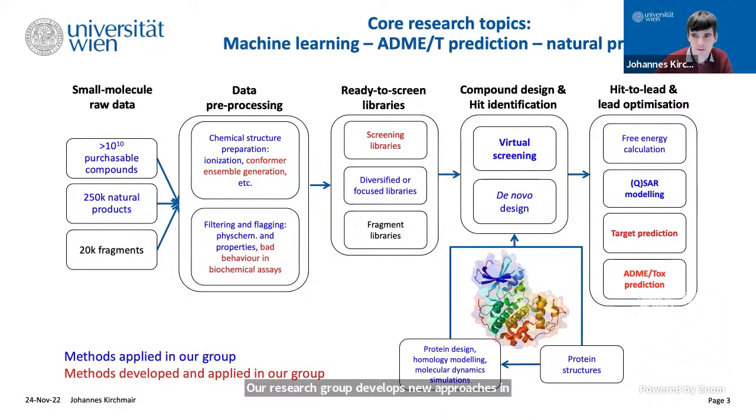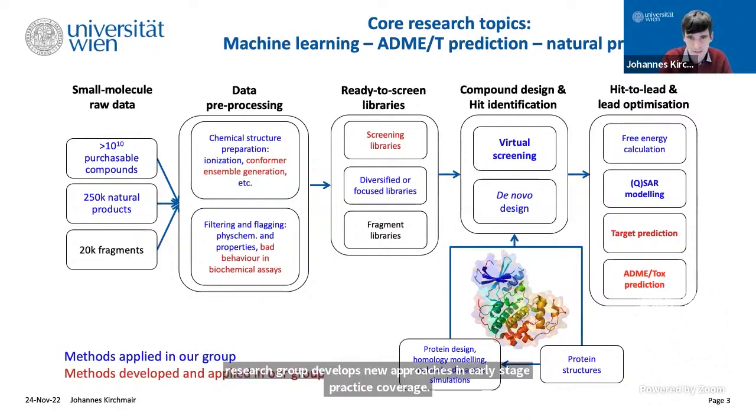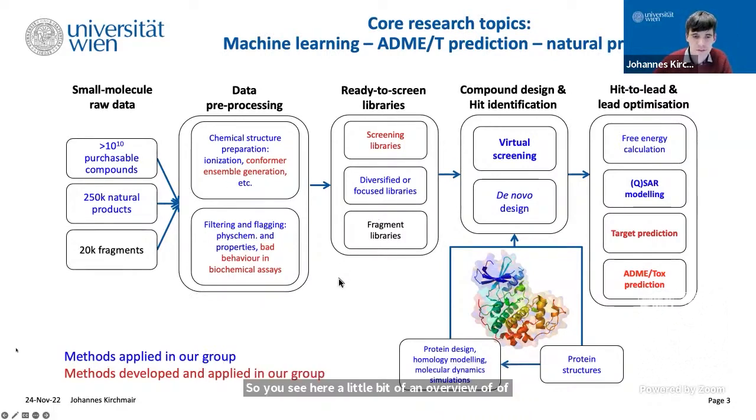So you see here a little bit of an overview of the types of methods and questions that we are working with. The red ones indicate where we have some active method development going on, and the blue ones are the ones where we employ computational methods in the context of mainly academic drug discovery, in collaboration with national and international collaborators.